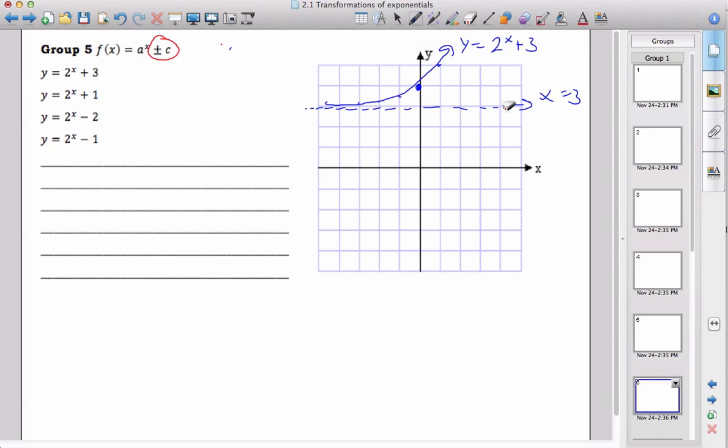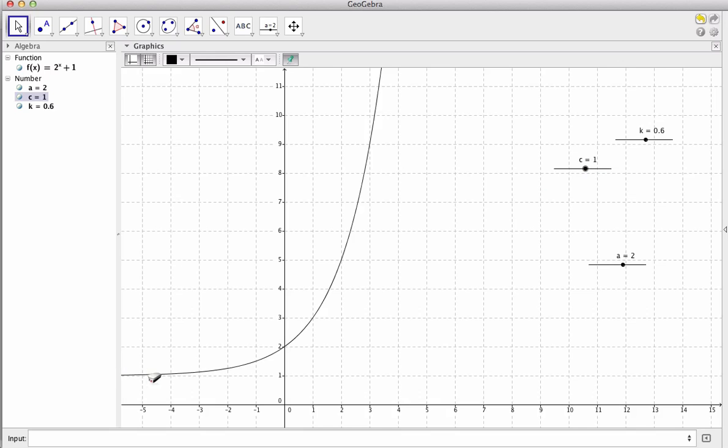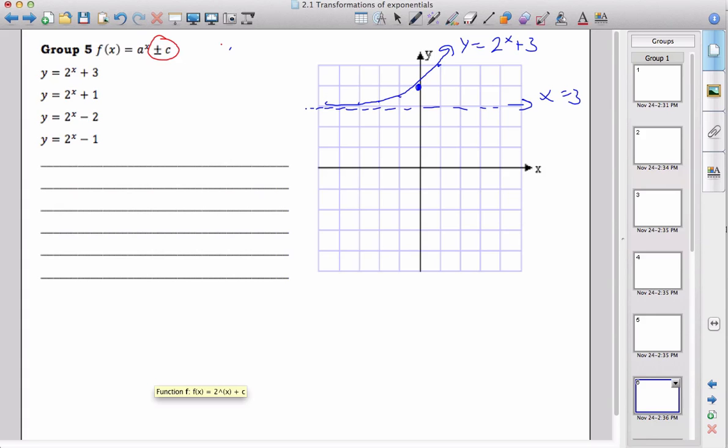Alright, and we do the same thing for the slider and bring down c to be 1. Then the whole graph is shifted up 1. As you can see here, the horizontal asymptote is y equals 1. Yes, y equals, not x equals. For this graph, the whole graph is shifted up 1. So it's going to look like that. That's y equals 2 to the power of x plus 1.